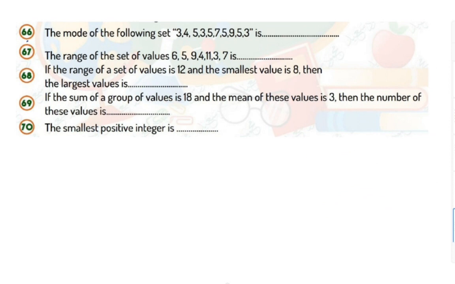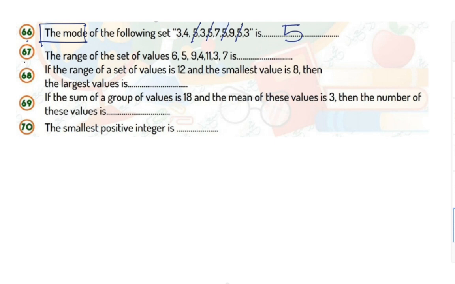Point 66. The mode of the following set: 3, 4, 5, 3, 5, 7, 5, 9, 5, 3. Of course, that's obvious. What is the most repeated value? 5, 5, 5, 5. So the mode equals 5.